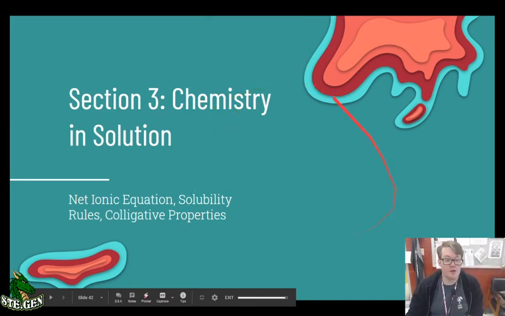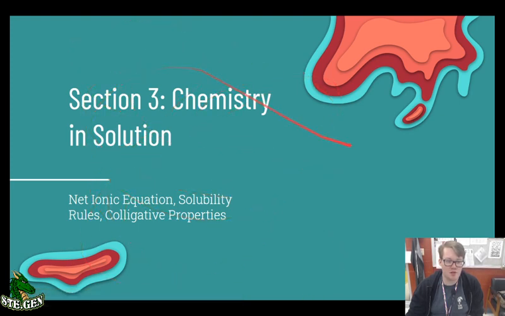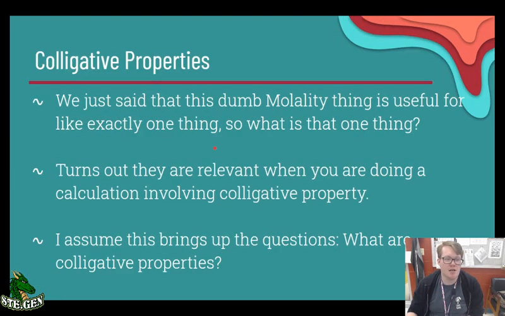We are going to be doing Section 3 notes of Chapter 2 of Advanced Chemistry, Chemistry in Solutions: net ionic equations, solubility rules, and colligative properties. We're going to start with colligative properties, and we just talked about molarity, molality, percent by mass, percent by volume, and all those concentrations.